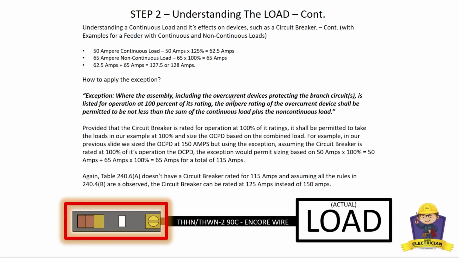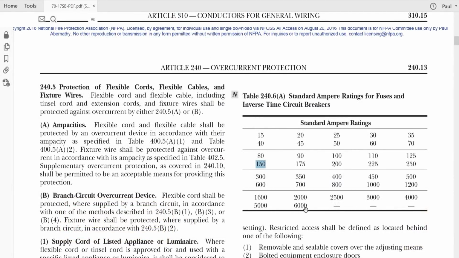Now, I'll have you know this applies the same whether it's a feeder or branch circuit, so don't worry about the statement there. Basically, it's able to take the 50 amperes of continuous and the 65 amperes of non-continuous, add them together, and throw out that additional 25% because this is rated for use at 100% of its rating. In that case, 50 plus 65 is 115 amperes. I simply go to 240.6(A) as we just did, and I need to find a breaker that's good for 115.